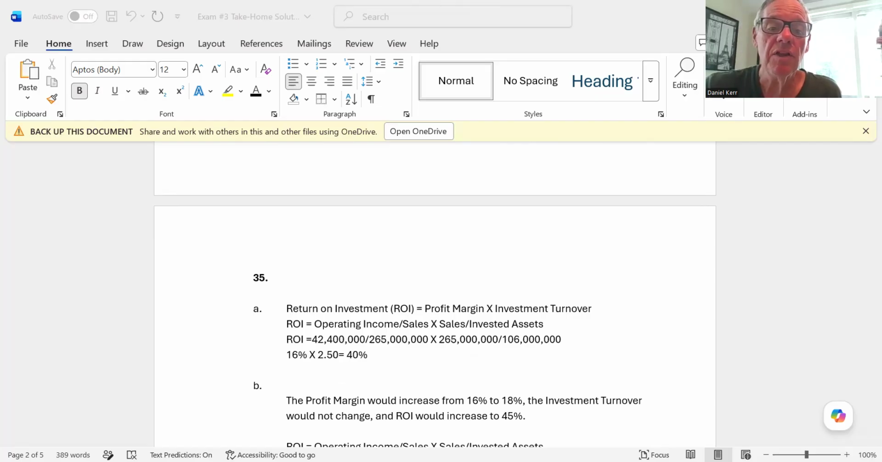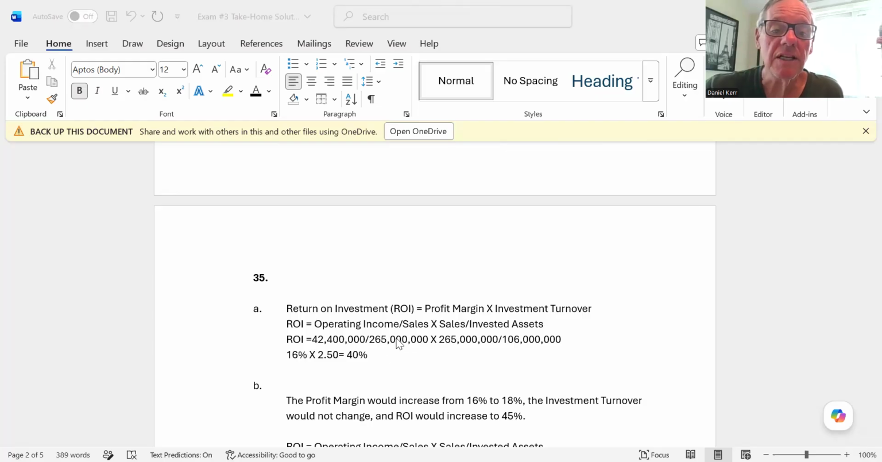Okay, so the ROI is the profit margin times the investment turnover. Profit margin is operating income divided by sales, and you would multiply that by the investment turnover, which is sales divided by investment assets. So operating income was 42,400,000. Sales were 265 million.